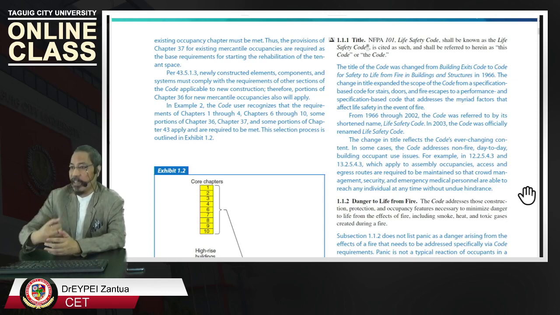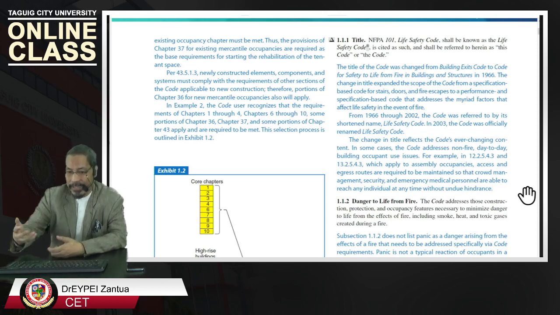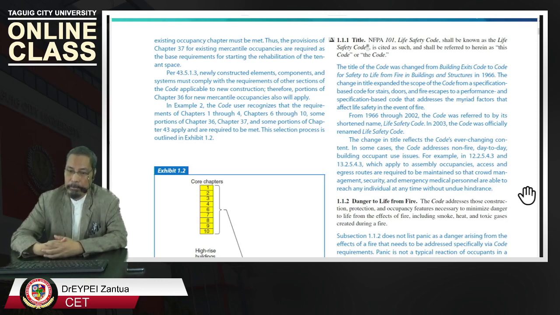The change in the title reflects the code's ever-changing content. In some cases, the code addresses the non-fire day-to-day building occupancy use issues. For example, in sections in Chapter 12 and Chapter 13, which apply to assembly occupancy, access and egress routes are required to be maintained so that crowd management, security, and emergency medical personnel are able to reach those individuals that are trapped or at any time without undue hindrance. So it can easily access and help those persons in dire straits.